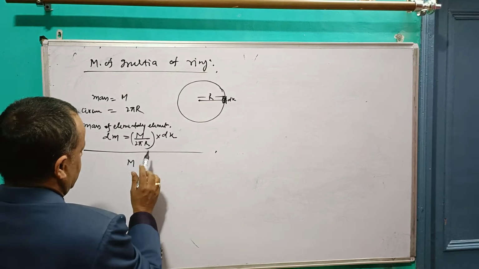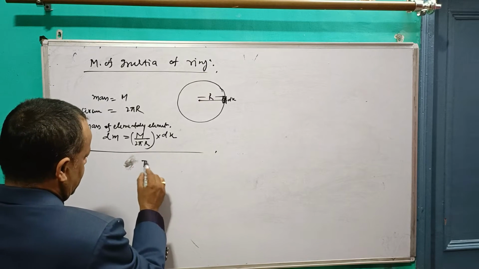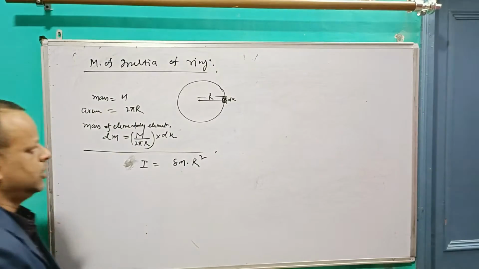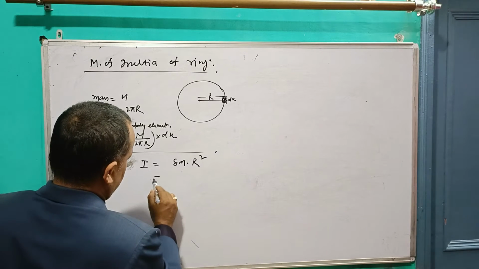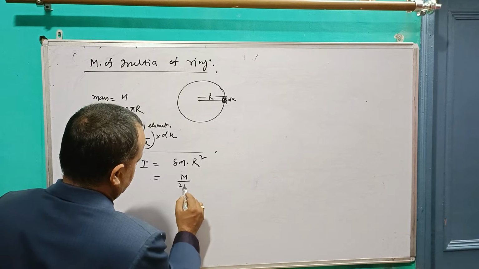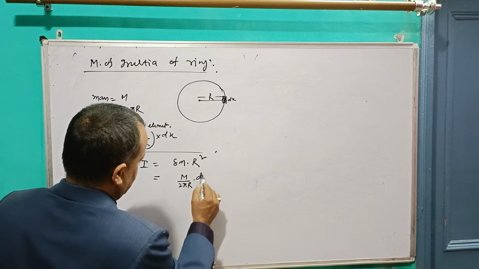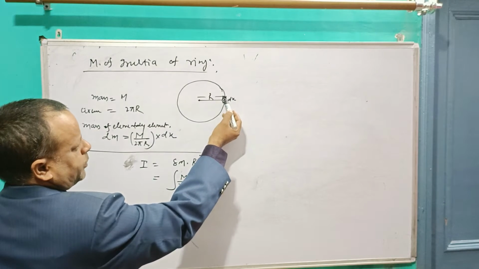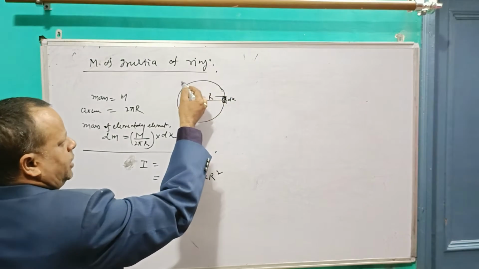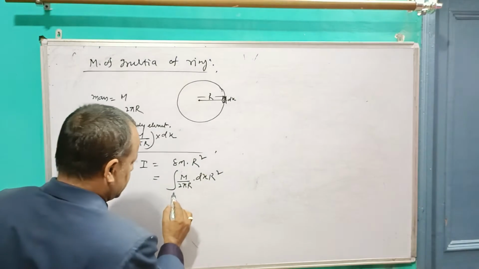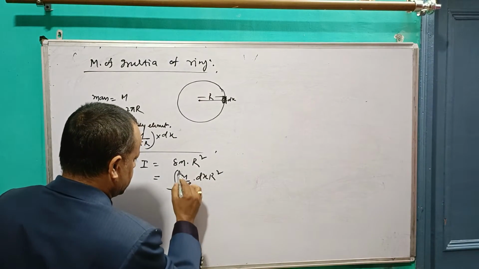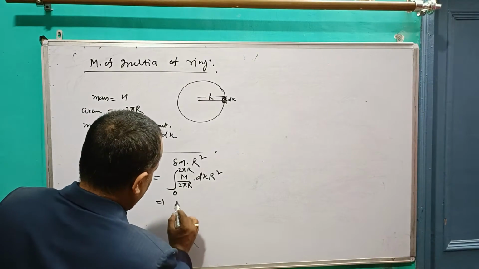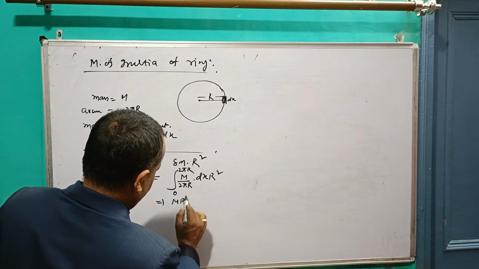And we know that moment of inertia I is delta m into r square. So we have m, 2 pi r, delta x, r square, and we have to integrate. We have taken this small part, and we have to calculate for the whole circumference, which is 2 pi r. So we'll take out m r square over 2 pi r.